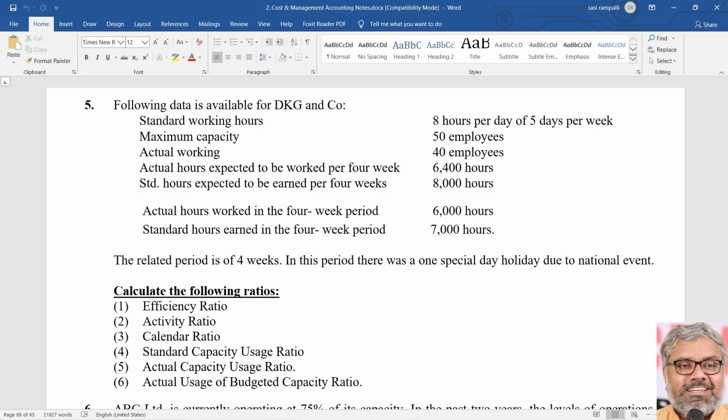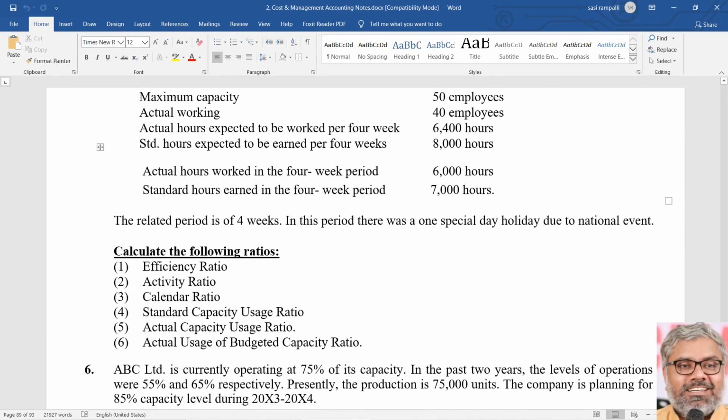That is SH. That is really worked, right? Then only they are earned. So standard hours required for actual output is 7,000 hours. Actual hours worked is 6,000 hours. Budgeted hours are 6,400 hours. And total capacity for the 4 weeks is 8,000 hours. These are the various numbers of hours which are given, and the related period is that of 4 weeks.